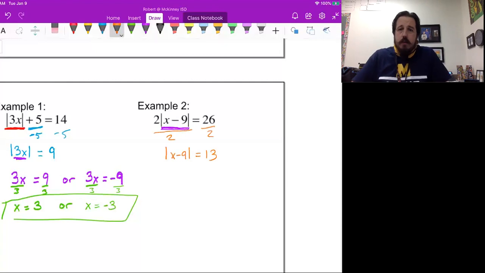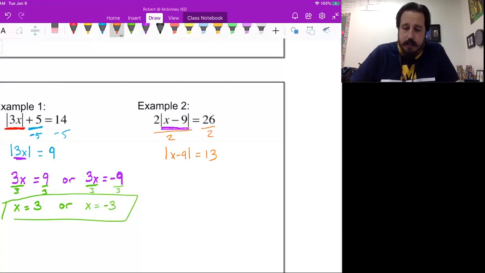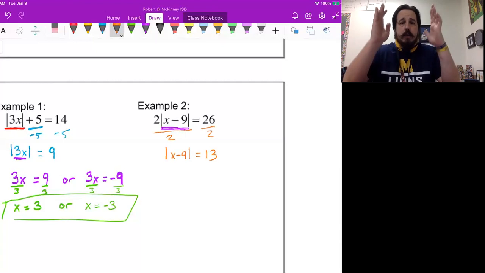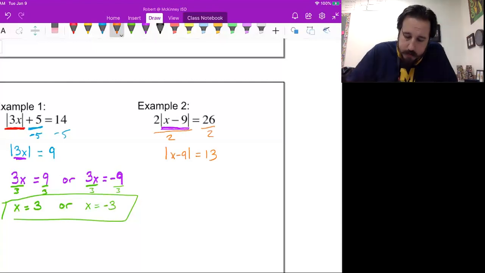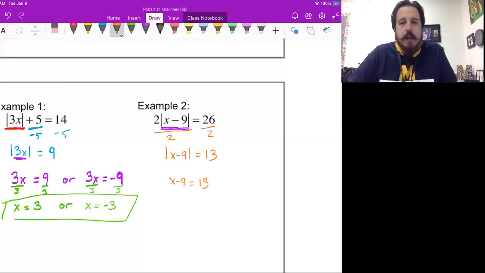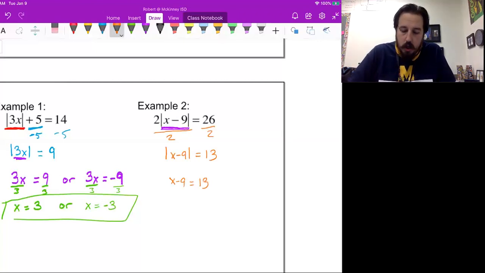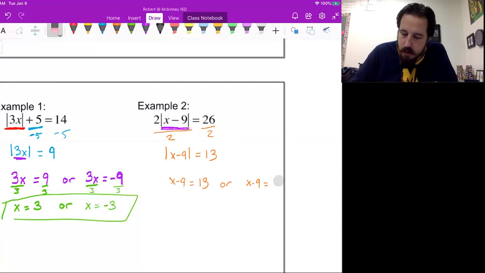Now that absolute value has been isolated. It is all alone. So now I can take those bars off and write my two equations. One that is positive, taking exactly what is in there, x minus 9 equals exactly what is out there, 13. Or the negative equation, where I do x minus 9 equals the negative of whatever was on the other side of the equal sign. So equals negative 13. I'm going to move this just slightly in. That way it's not on that line.